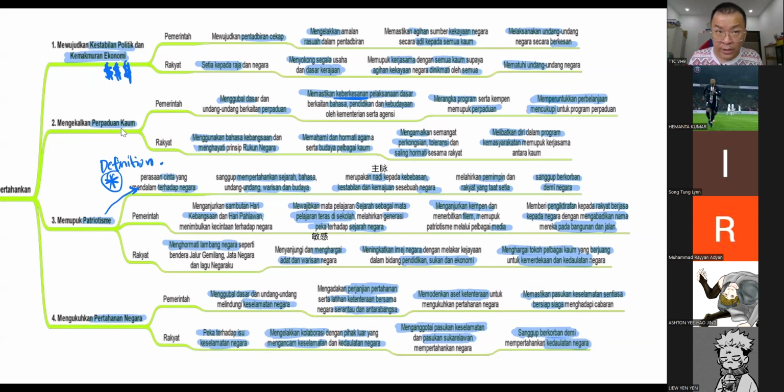Then perpaduan kaum. This one is very, very important. Perpaduan kaum. So the fight between races also will cause we all lose the sovereignty. Very similar to civil war. Very similar.